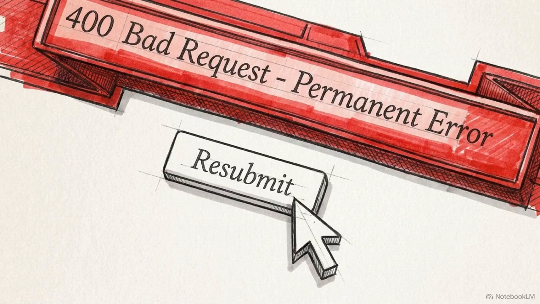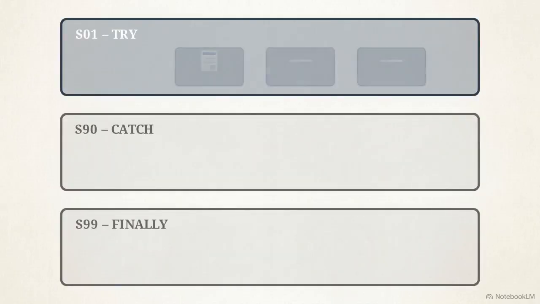However, retrying a permanent error is useless. It wastes API requests and delays failure notifications. Permanent failures require structural intervention. We handle this using the try-catch-finally pattern.